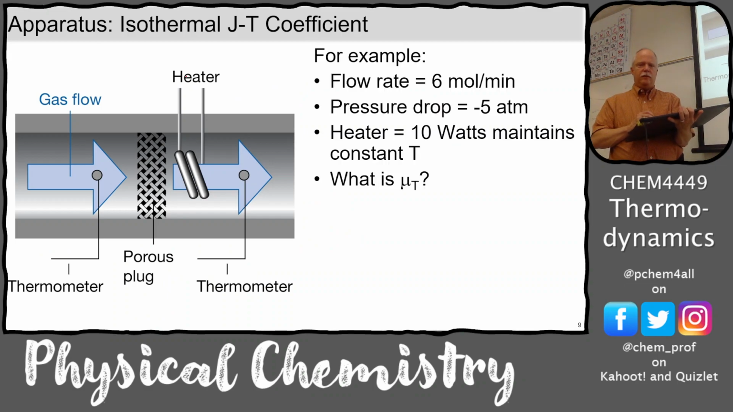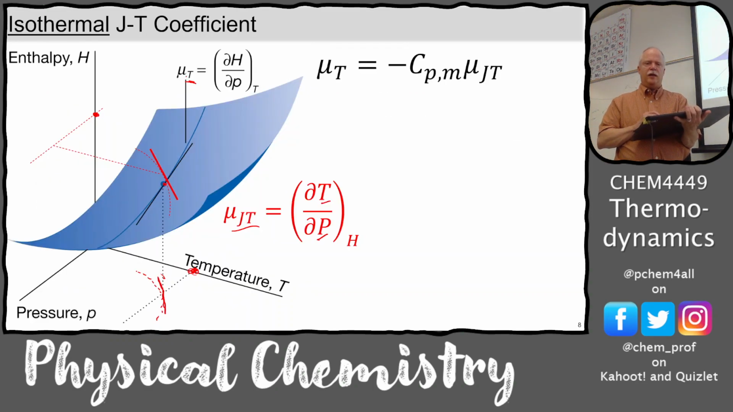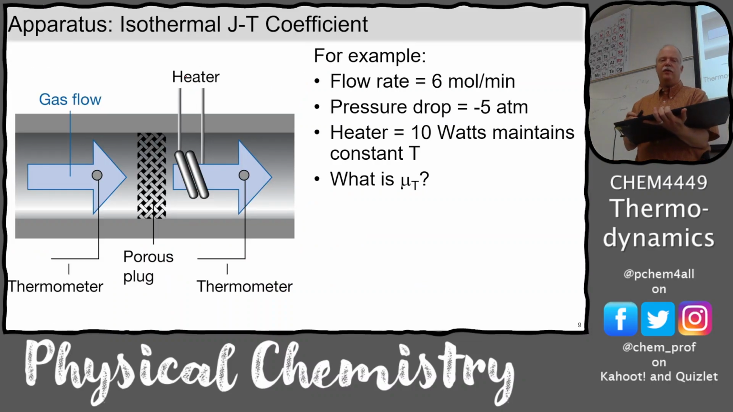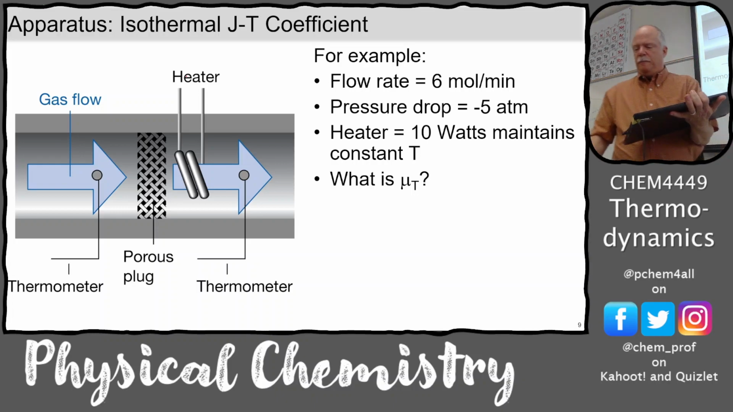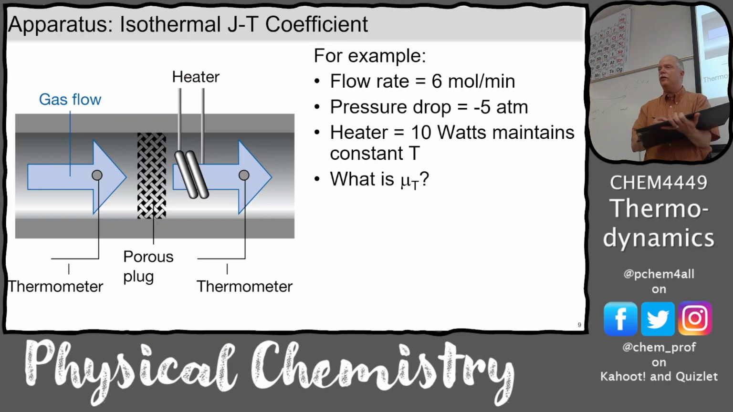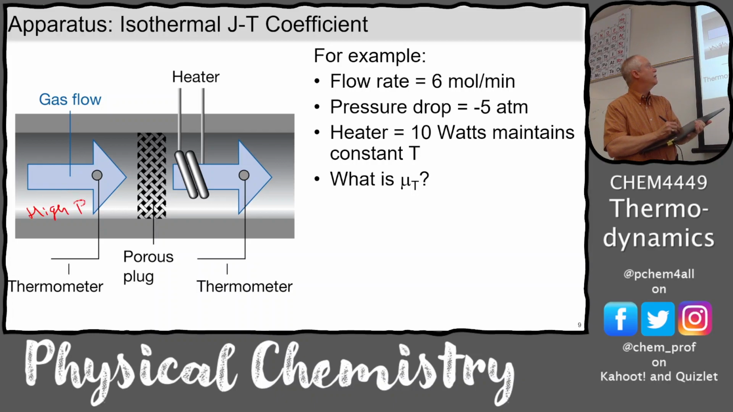And so this one, let me go back. Yeah, so for the isothermal, this is the relationship between the two. So mu T is the heat capacity at constant pressure times mu JT. So this is an example of how we measure the isothermal Joule-Thompson coefficient. So this is the can of Bright Guard, the deodorant can. Over here we've got the pressurized gas, and this is the low pressure.